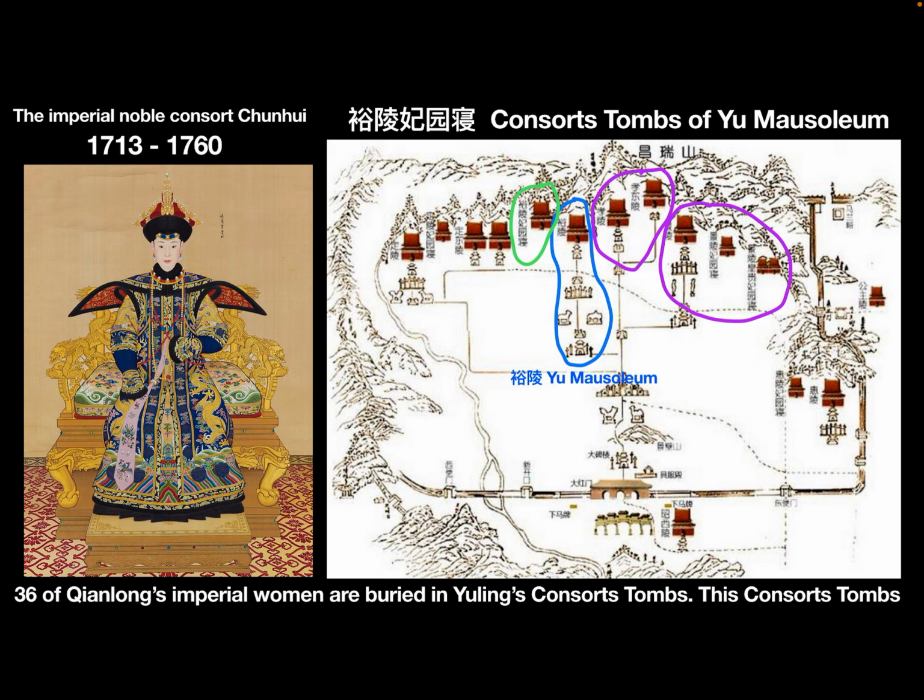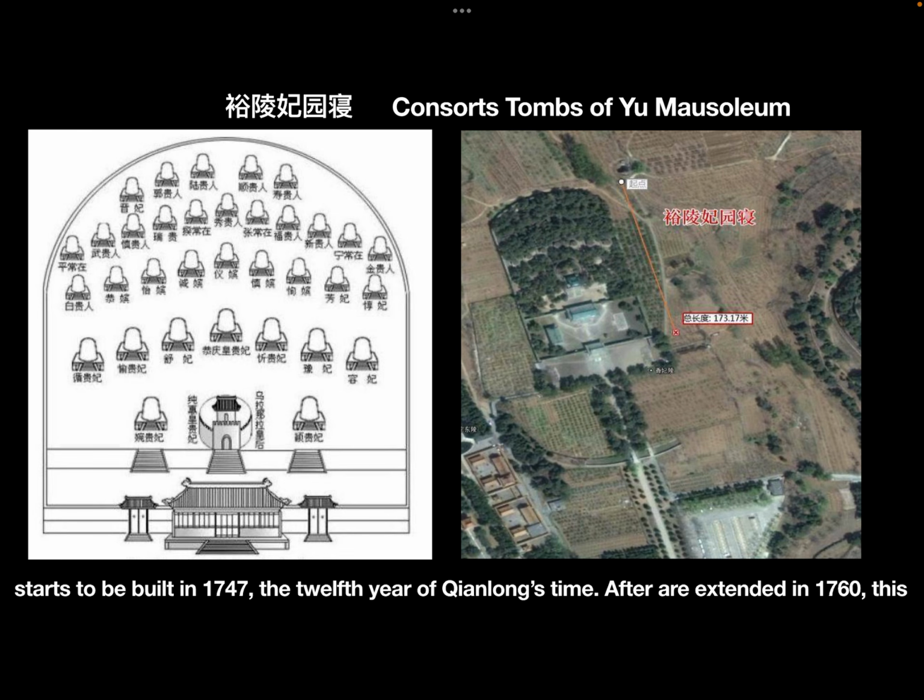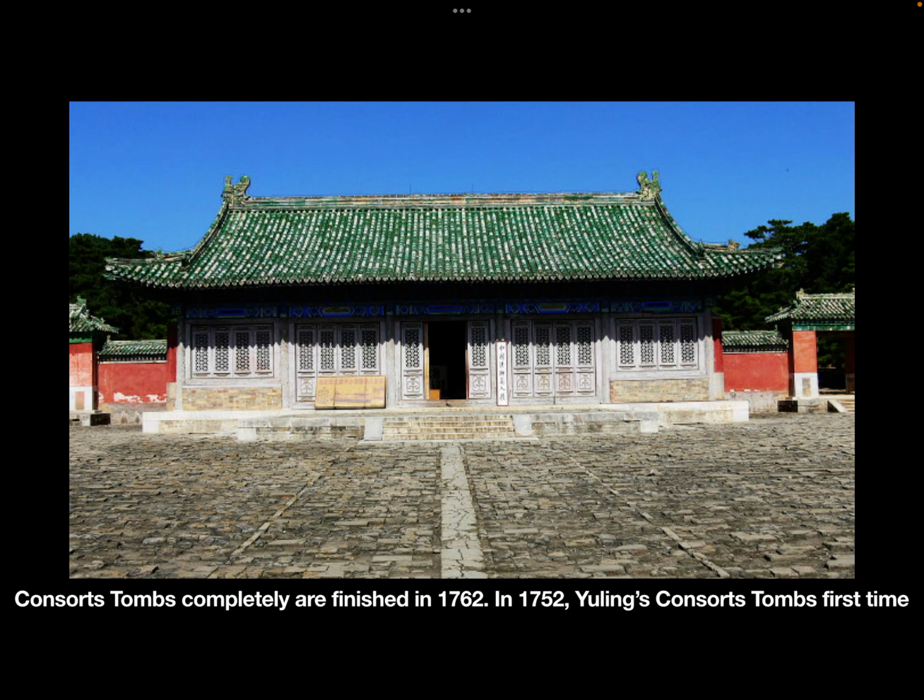36 of Qianlong's imperial women are buried in Yuling's consort tombs. These consort tombs start to be built in 1747, the 12th year of Qianlong's time. After being extended in 1760, these consort tombs are completely finished in 1762.